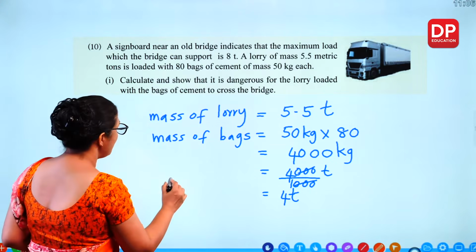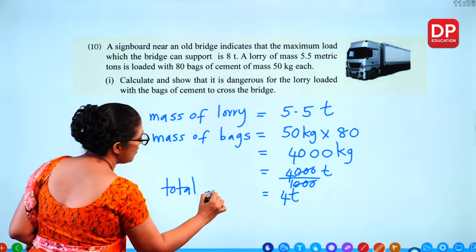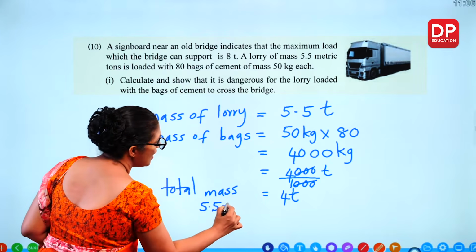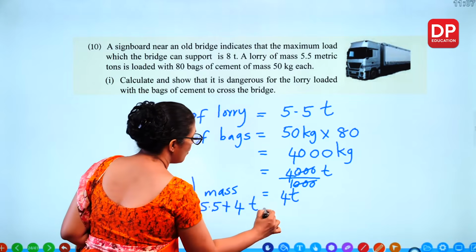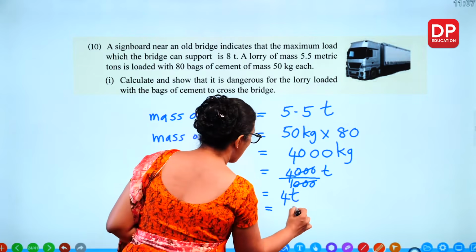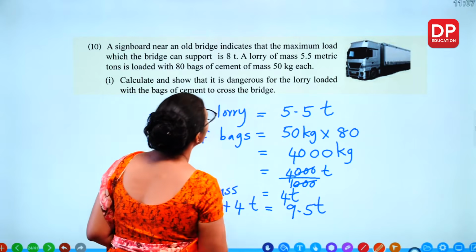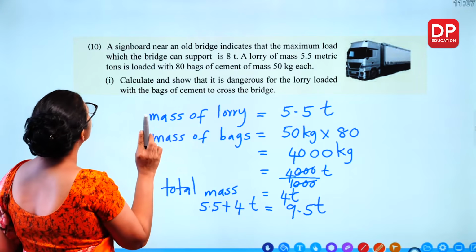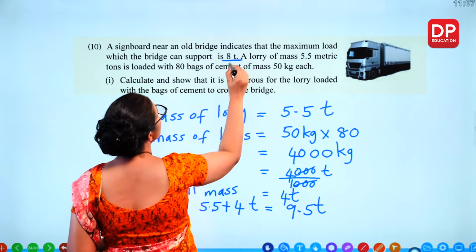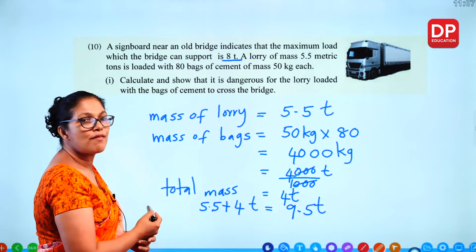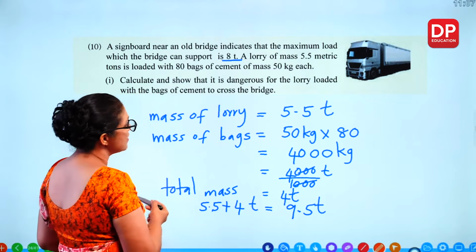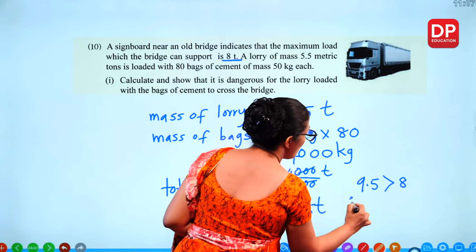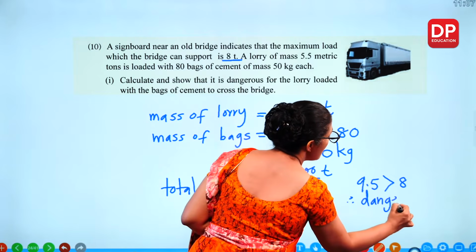Now, what's the total weight? Total mass. Total mass is 5.5 and 4. You get 9.5. What's the maximum load for the bridge? It says 8 tons only. So here extra 1.5 tons are there. So you can say 9.5 is bigger than 8. Therefore dangerous to cross the bridge.